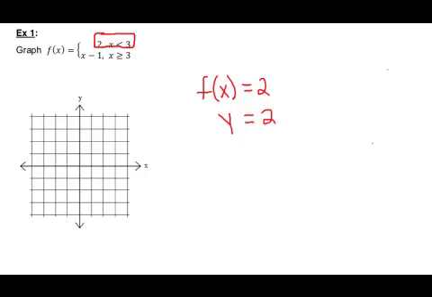Now, we have to look, our x values are less than 3. So on our graph, the function f of x equals 2 is going to be anything less than 3 on our x-axis.